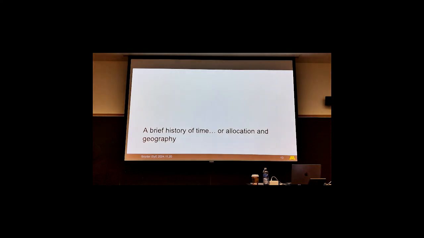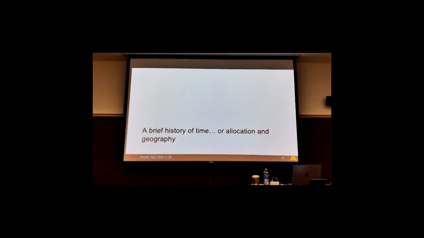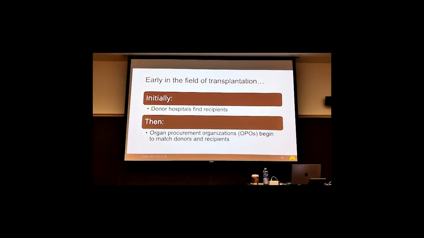All right, so I'm going to give you a brief history of time of the transplant system in this country to set the stage for how we think about systems engineering this problem. Initially, when the field of transplant started, and it's not that old of a field, in the 50s and 60s some of these things were starting to be done. So we're maybe 70 years into this.